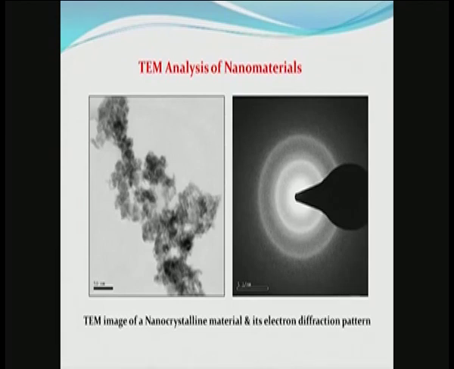This is a TEM analysis of a sample where the crystallite size is very small, and the electron diffraction pattern indicates that what you have is really a poorly crystalline sample. As you can see from the transmission electron image of this sample, the average size of these is in the range of a few nanometers.